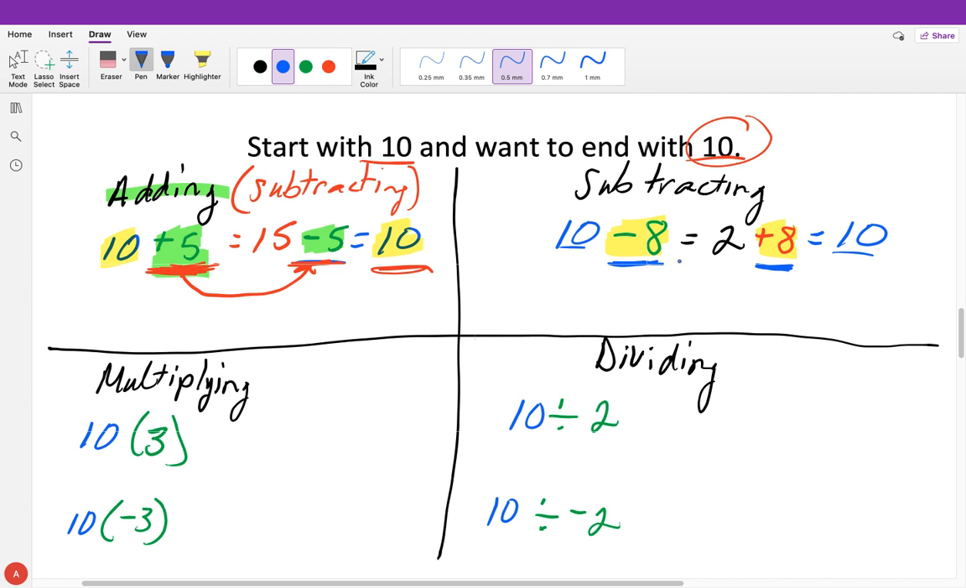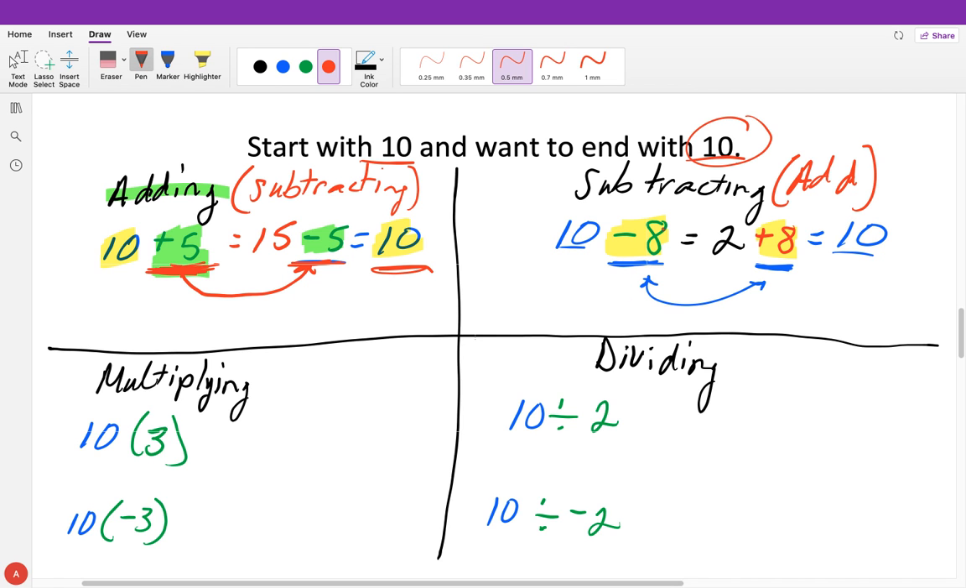Well, 10 minus 8 was 2. We want to get back to our original number. So 2 plus what gives me 10? 2 plus 8. So you see, addition and subtraction offset each other. When we're subtracting, we can do adding or addition as the inverse operation because it undoes the previous operation. 10 minus 8. How do we get rid of that minus 8? What do we do to offset or undo that minus 8? Oh, we add 8 back to it.